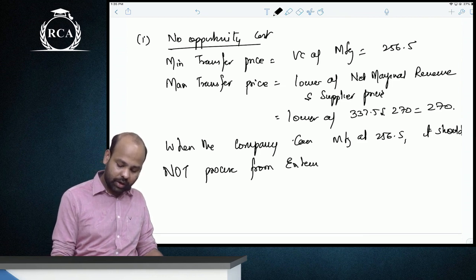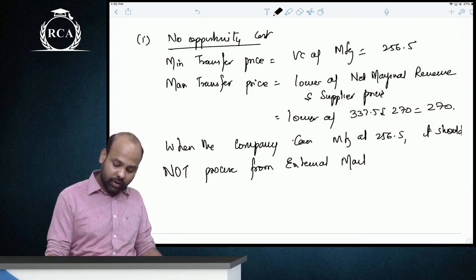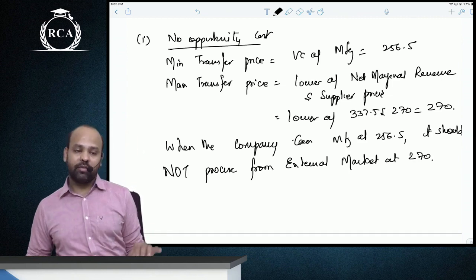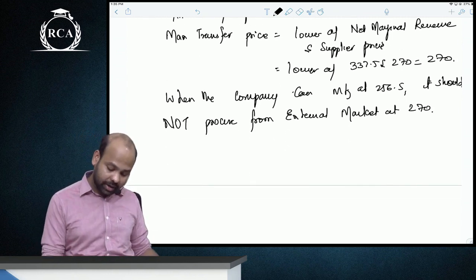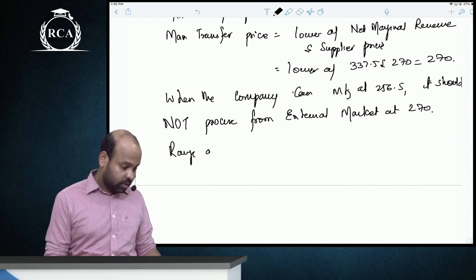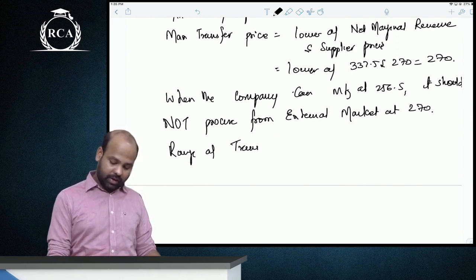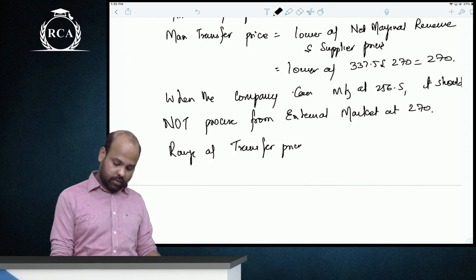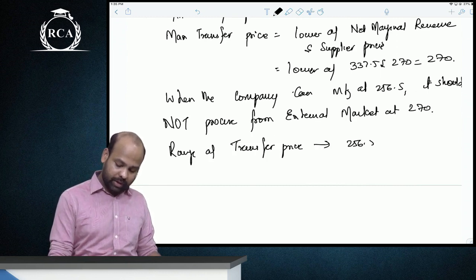Are we getting the point? Yes sir. Isn't it the same question guys being repeated again and again? Yes sir. It should not procure from the external market at 270. I'll write the range of transfer price also here. What transfer price would be fixed, but I'll say range of transfer price: 256.5 to 270.